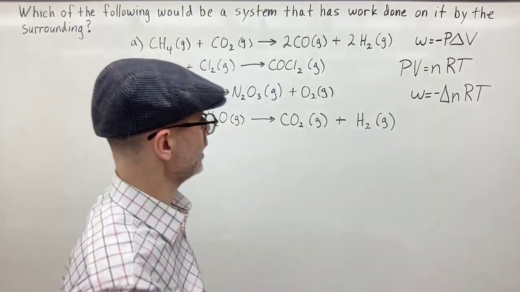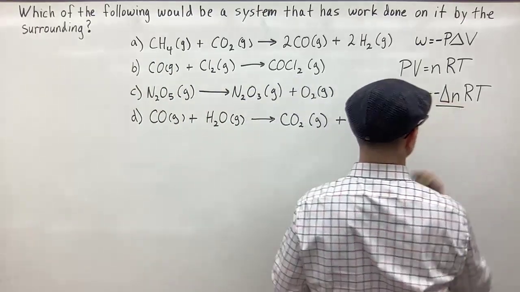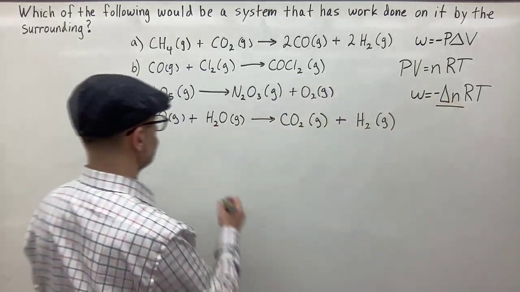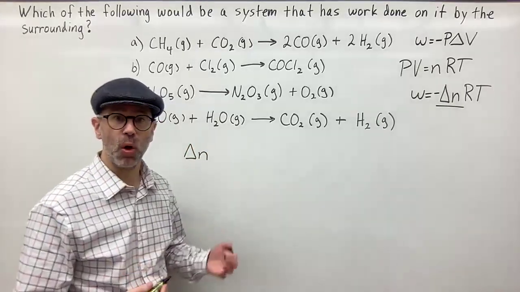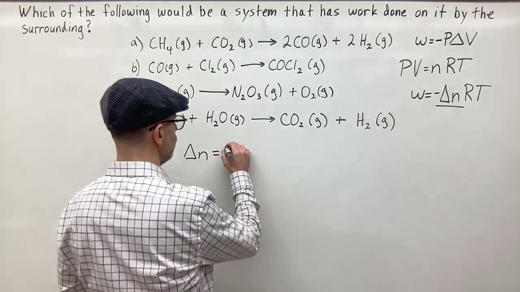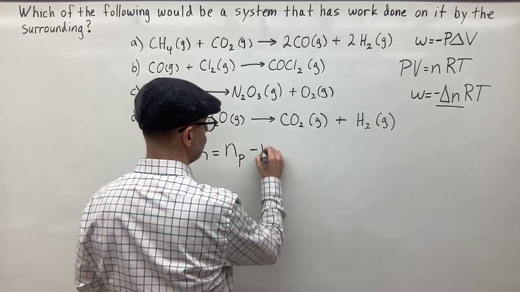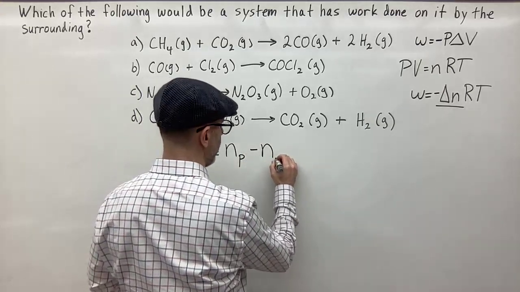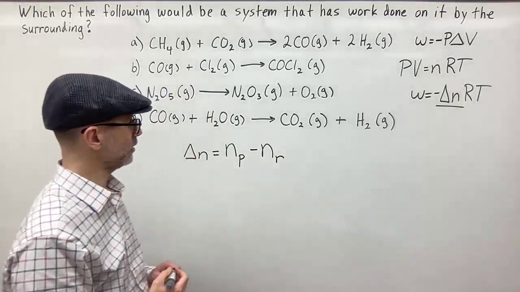The next thing we need to point out is what the delta N is referring to. Delta N is referring to the change in the number of moles during the reaction. So it's going to be equal to the total moles of products minus the total moles of reactants. So products minus reactants.